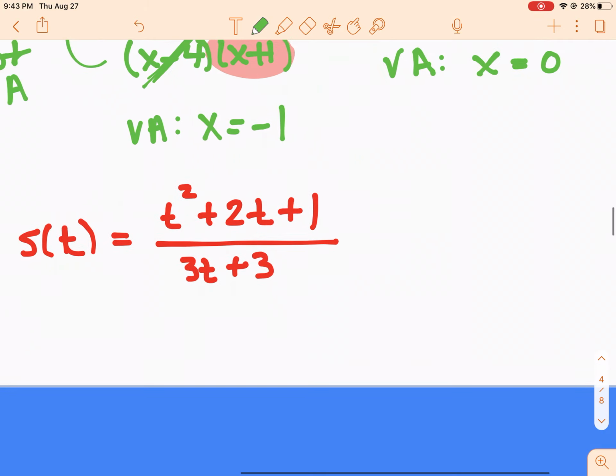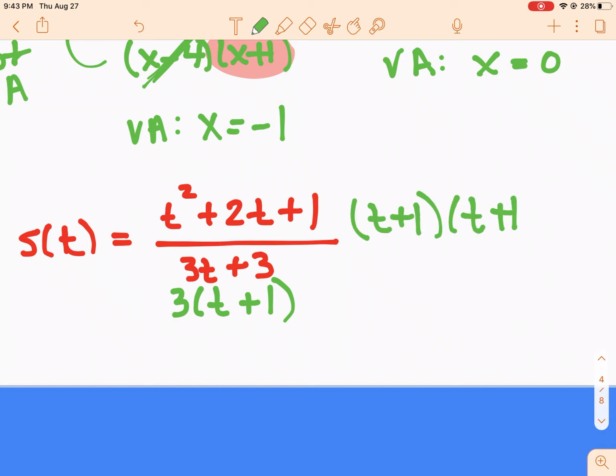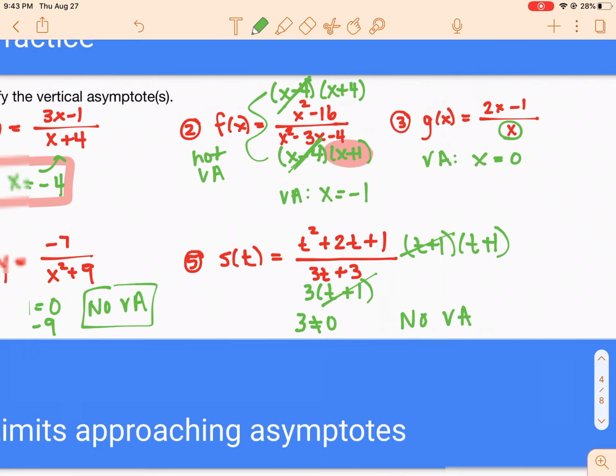All right, let's take a look at this last one. So once again, I'm going to go ahead and factor the denominator, and I can take out a 3 as a GCF, and then the numerator would be t plus 1 and t plus 1. So I do see that that will cancel, and then I end up with just t plus 1 over 3. But since 3 doesn't equal 0, there's no variable left, so this one also has no vertical asymptotes.